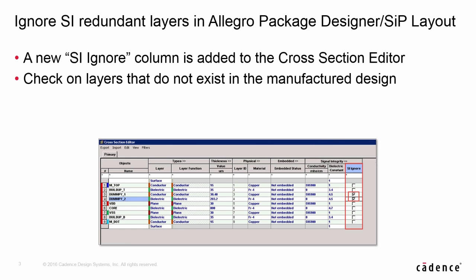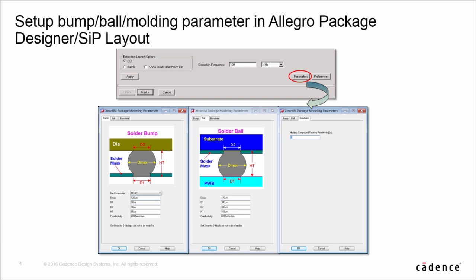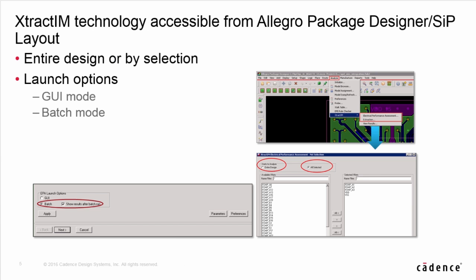In the package design, it's very common to add layers that do not exist in the real package for a specific purpose, for example, solder mask creation. Those layers need to be cleaned up before going to simulation. The C4 bump profile on a flip chip die, the solder ball profile on a BGA component, and the molding compound material property need to be considered in the simulation. In APD, the layout designer can input those profiles, and the setting is a one-time effort.